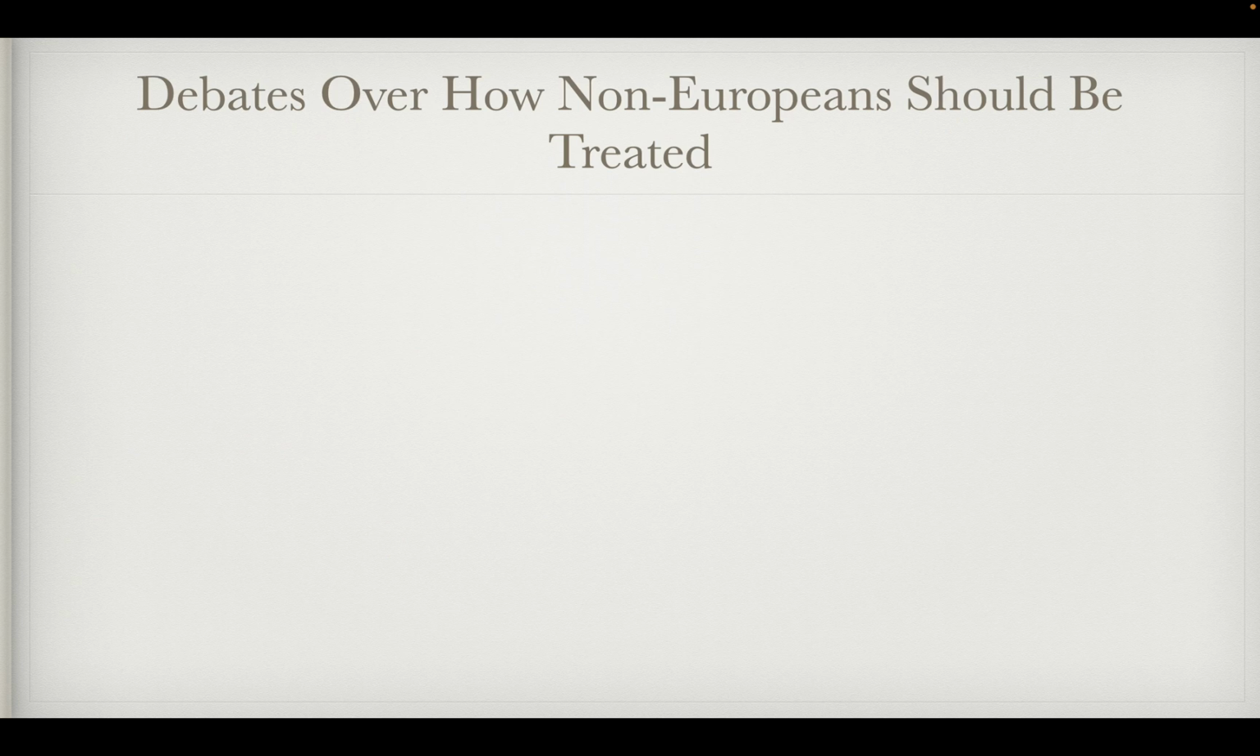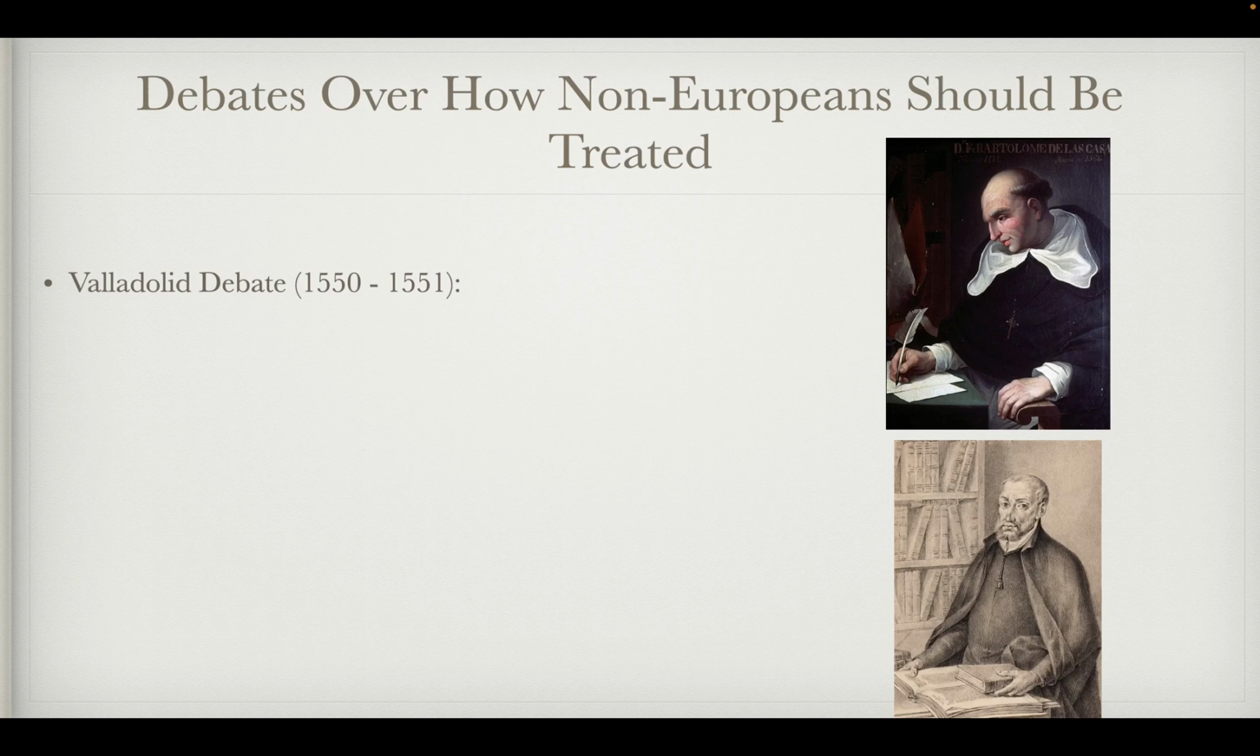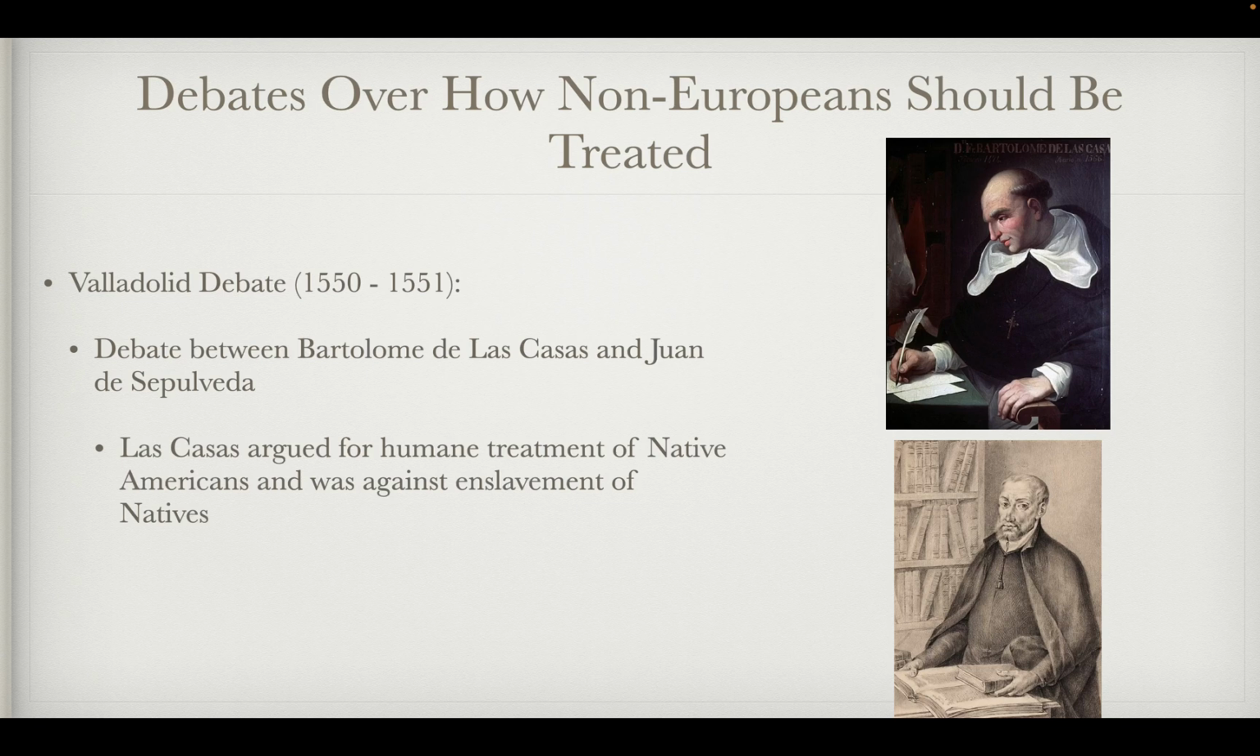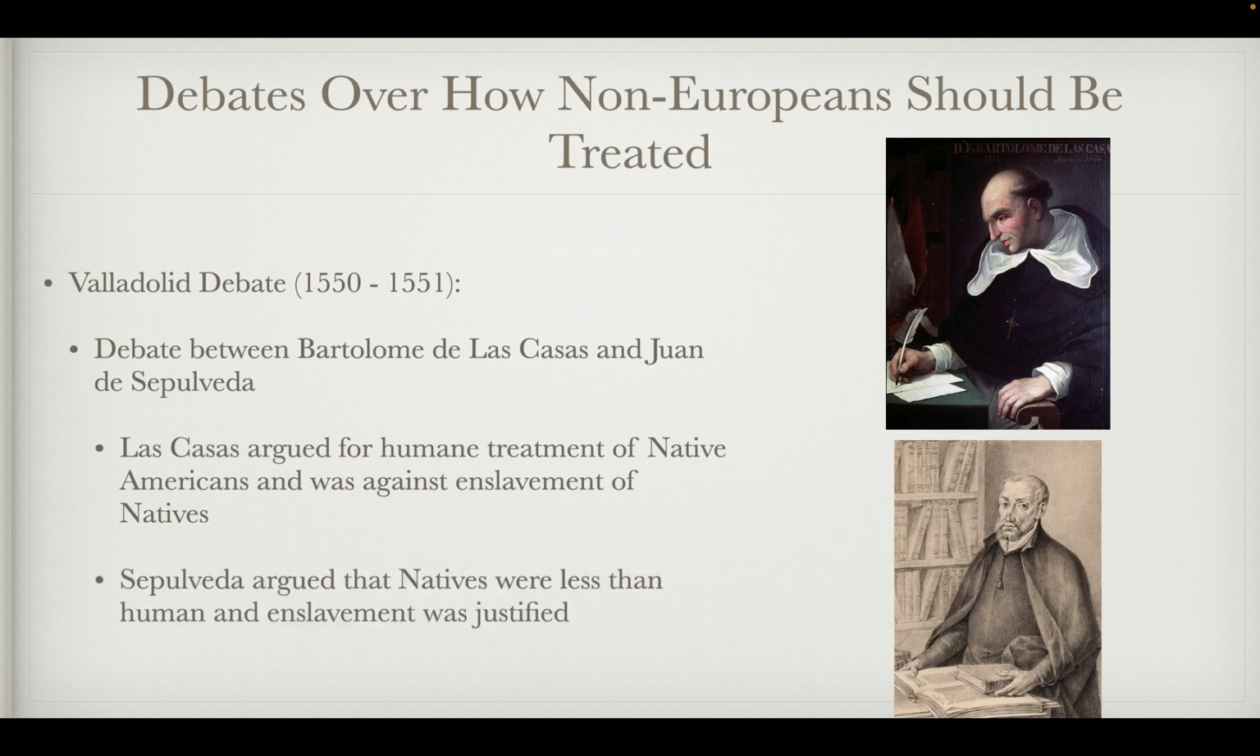Now, there will be debates over how non-Europeans should be treated. At the Valladolid debate in 1550 to 1551, this was between Bartolomé de las Casas on top and Juan de Sepúlveda on the bottom. Las Casas argued for humane treatment of Native Americans. It was against enslavement of natives, whereas Sepúlveda argued that natives were less than human and enslavement of Native Americans was justified. And these two sides were really representative of how many Spanish people felt during this time.